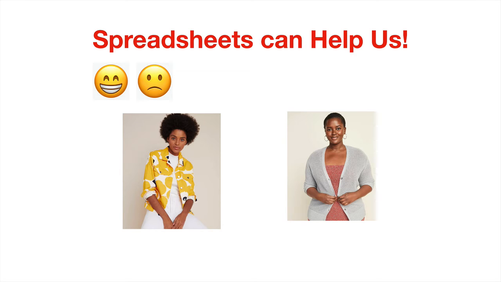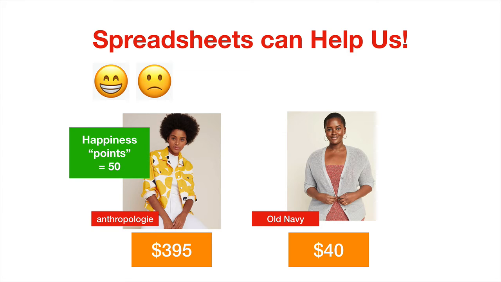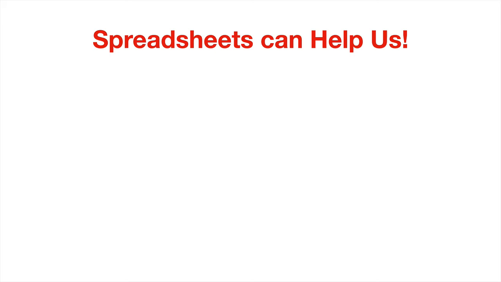Let's look at an example of how spreadsheets itself can help us. Let's consider this first person who bought this $395 cardigan from Anthropologie, and she loves it. It's bringing her a lot of happiness. Whereas this other person spent $40 at Old Navy. They're kind of happy with their cardigan, not super happy. I'm just making up these happiness points. They're totally arbitrary. Let's say it's giving her 50 happiness points, whereas the other person is saying it's only giving me 5 happiness points. This is where spreadsheets can come in and try to help us decide whether we should buy the more expensive one or the less expensive one.